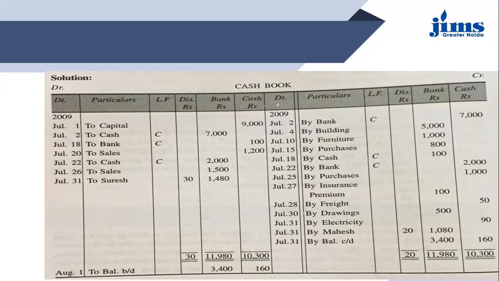You can see against this, there is C written. C here means it is a contra entry. Contra entry simply means a single transaction which is affecting both the debit and the credit side of the cash book. Such types of transactions are called contra entries.